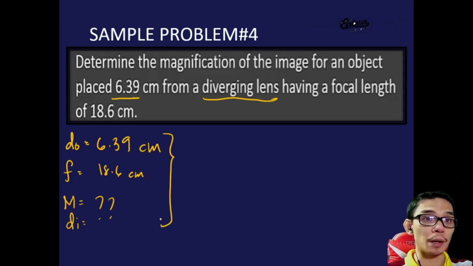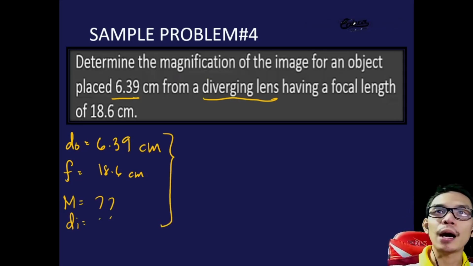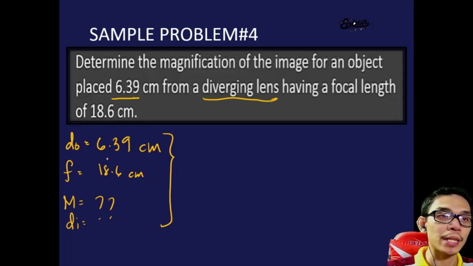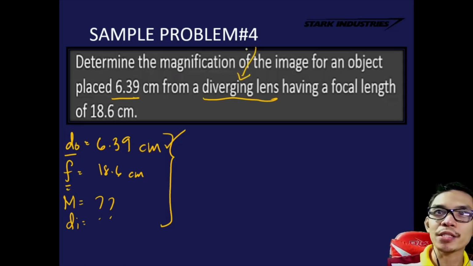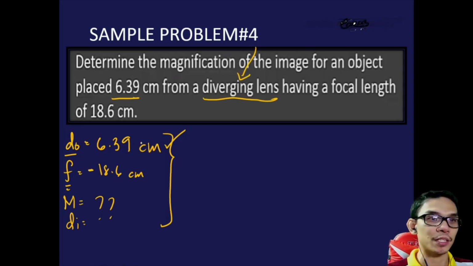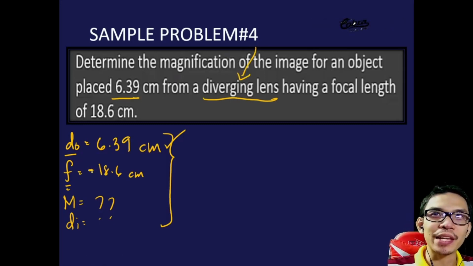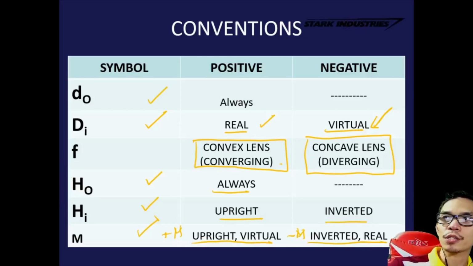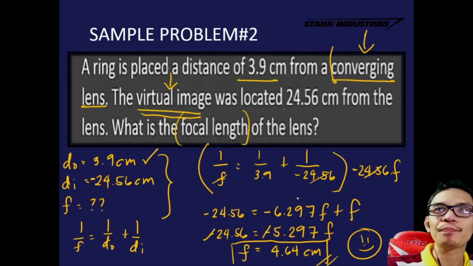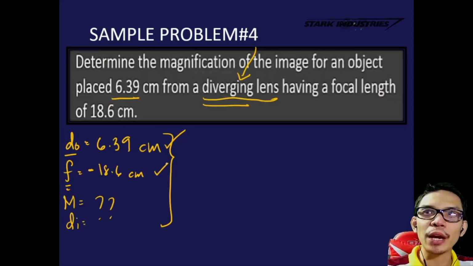Before we go to the problem solving process, check first if we have the correct sign convention. The d sub o is always positive. Next one, how about the focal length? Since this is a diverging lens, the focal length should be negative 18.6, based on the sign convention. If we go back there, this is what I am talking about, that was negative. With that, we are now good and ready to go.